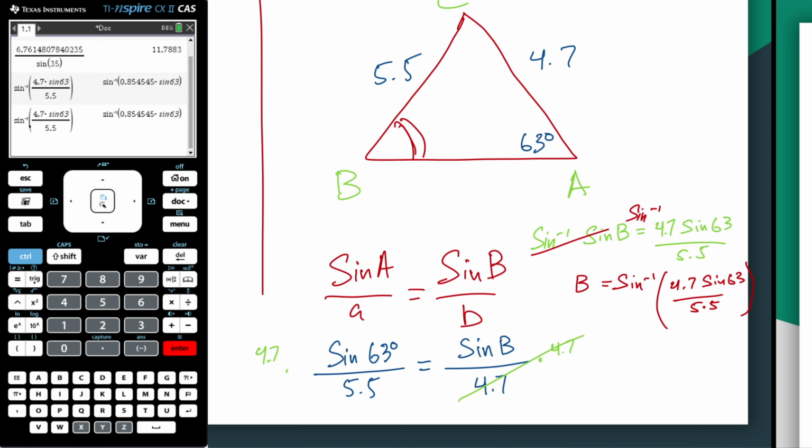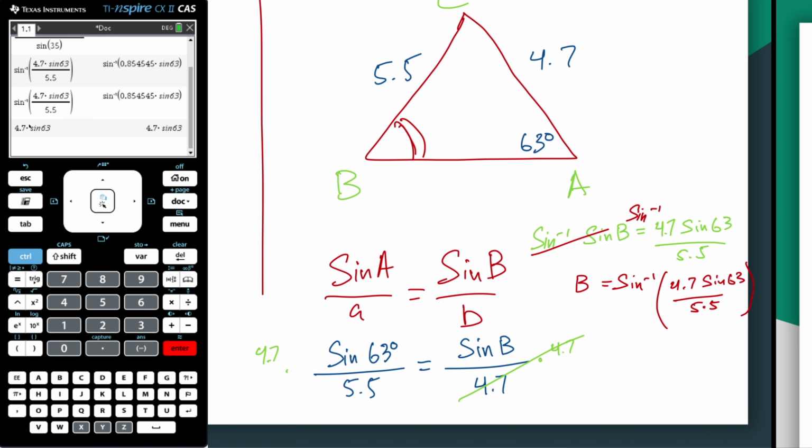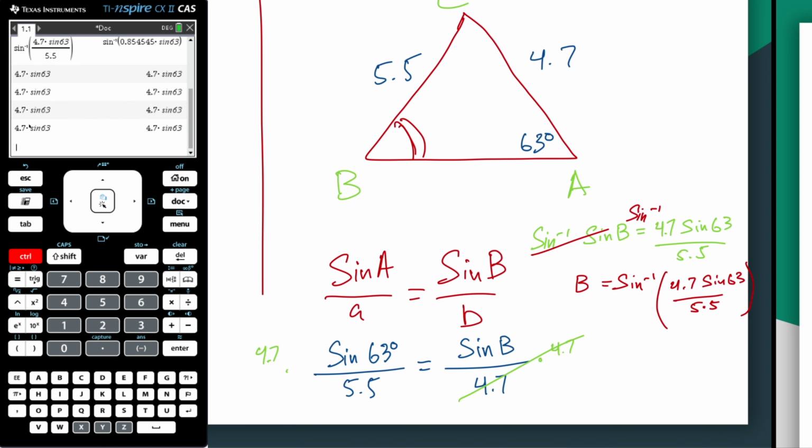It doesn't want to give me my answer. Okay, let's do it a different way. Sometimes I have to just trick it into giving me the answer. So I'm going to go 4.7 times the sine of 63. Really? Advanced calculator, ridiculous. All right, let me just pause this and see if I can figure this out.